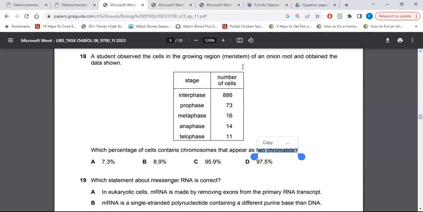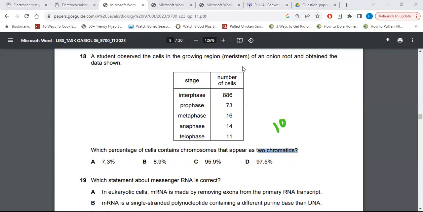Okay, we have to calculate the percentage. For percentage, we need the total number of cells. To find out the total number of cells, let's add 14 plus 14 plus 11. We have 1,000 cells. The total number of cells is 1,000.